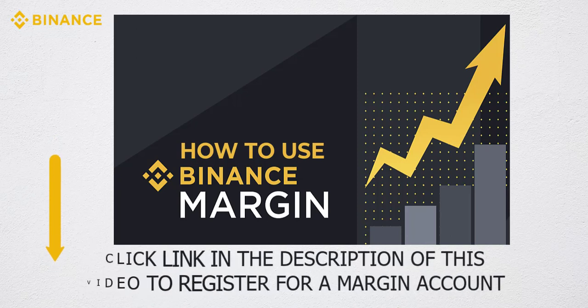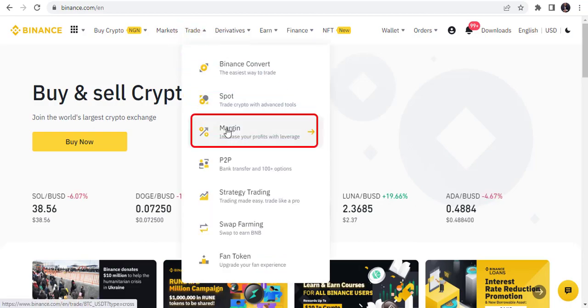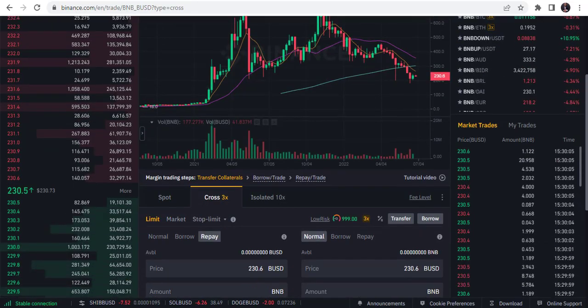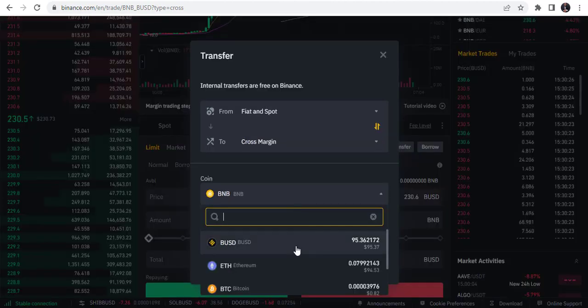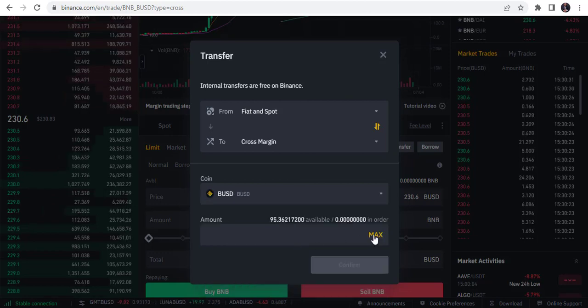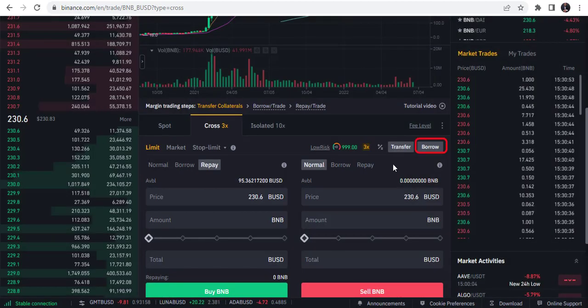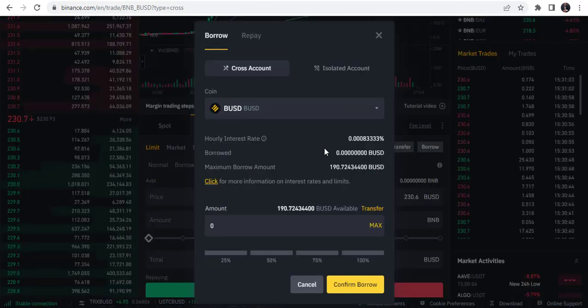On the Binance homepage, hover your mouse to trade, then to margin, and with just a click you will be in the margin trade environment. First, I will transfer my assets, which will serve as my collateral or margin, from my spot wallet to my margin wallet. In this case, I will be transferring 95 BUSD as my margin. Next step, I will click borrow. If I want to borrow BUSD, I will have 190 BUSD to borrow based on my initial collateral or margin, which was 95 BUSD. We have to note that there is an hourly interest rate charge on borrowed funds.